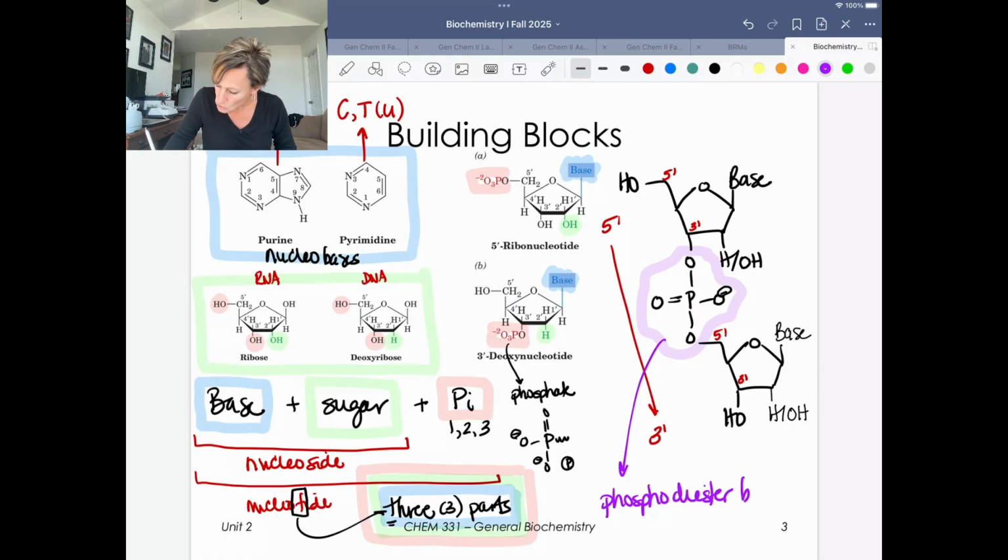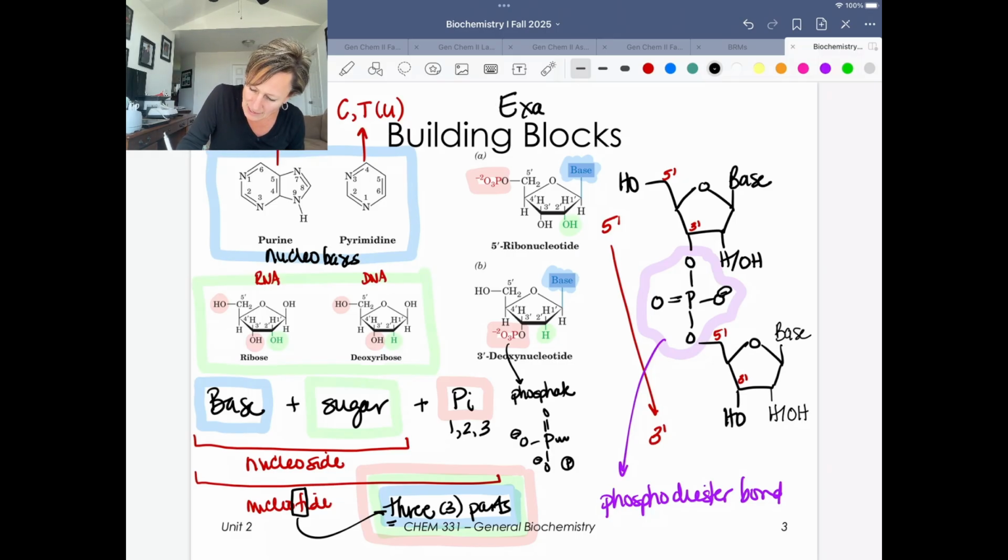So if you can draw this structure just like this, this represents a generic dinucleotide. Dinucleotide meaning that there are two nucleotides hooked together by a phosphodiester bond. But I'm going to give you a specific example here, and that's going to highlight how I can make different flavors of these for you to have to draw for me on an exam.